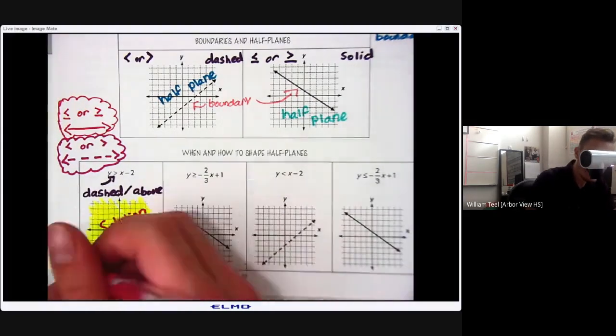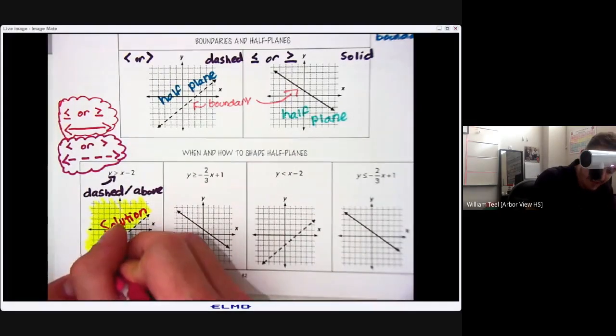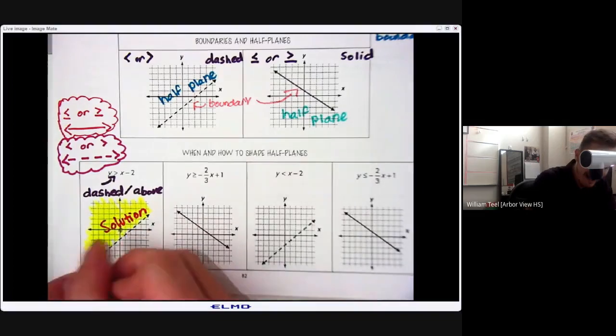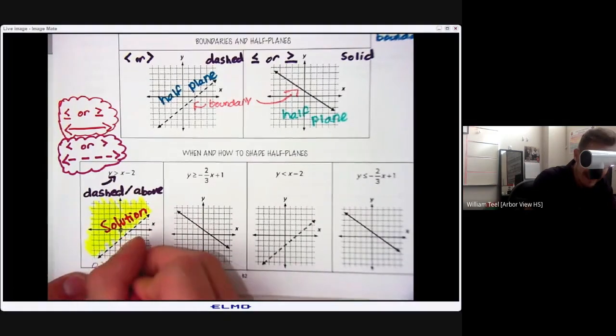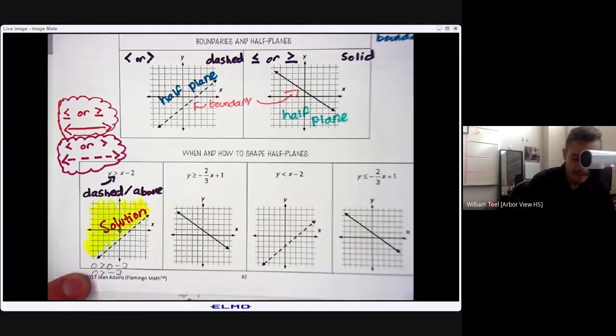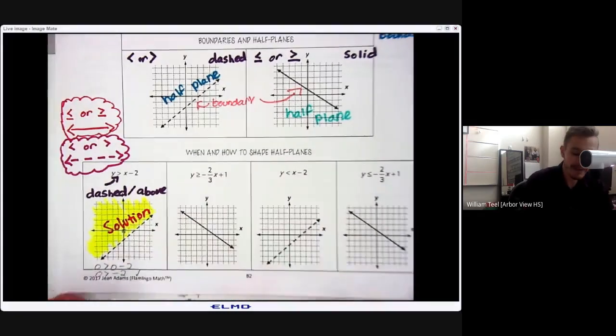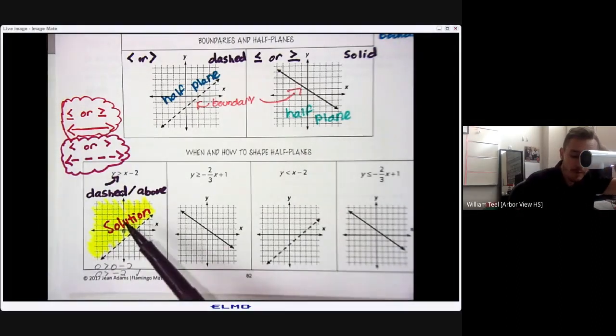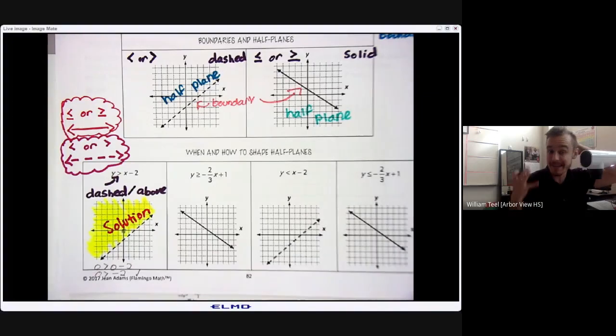So if I plug in (0, 0), I would have 0 is greater than 0 minus 2. Then I have 0 is greater than negative 2. Well, is that a correct statement? Yes, 0 is greater than negative 2. So that means, yes, that is a solution. It does satisfy the inequality. And that's going to be the same for any one of the ordered pairs that you try that's within the solution set. All of those ordered pairs are going to satisfy the inequality.